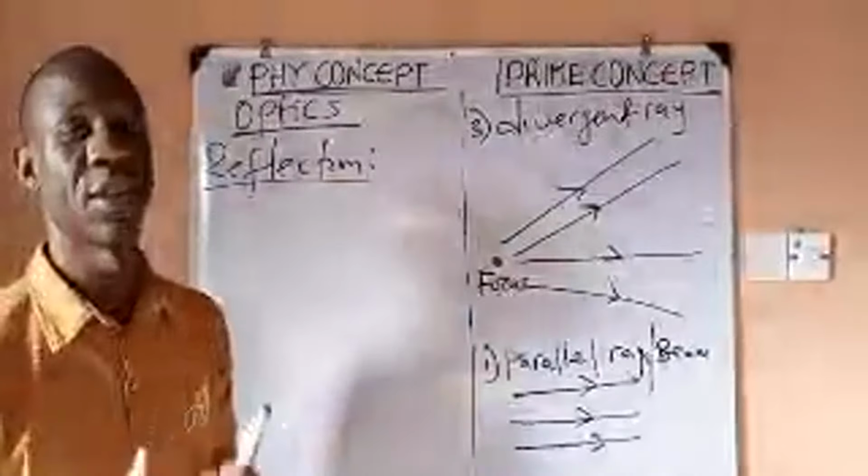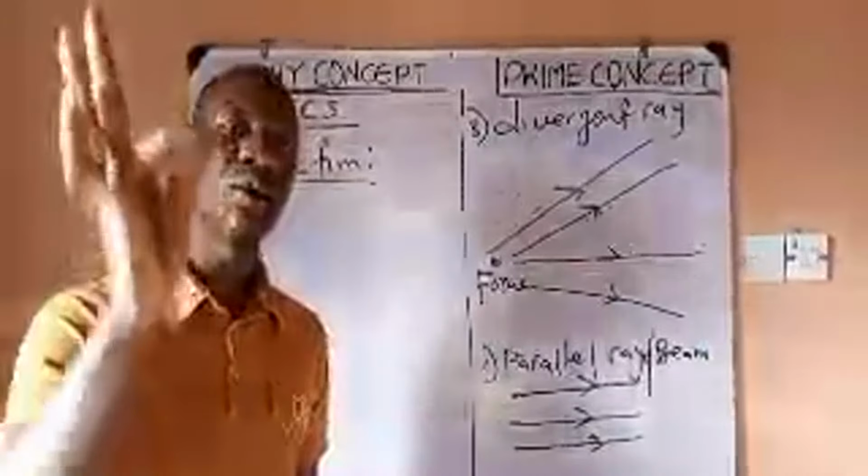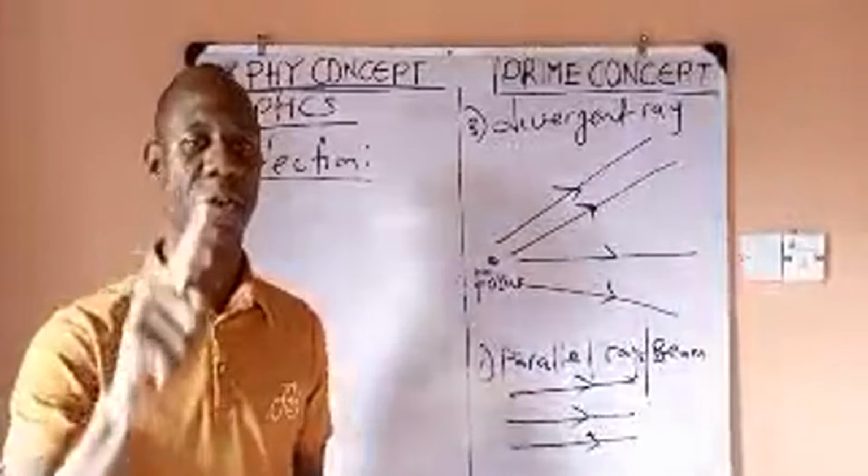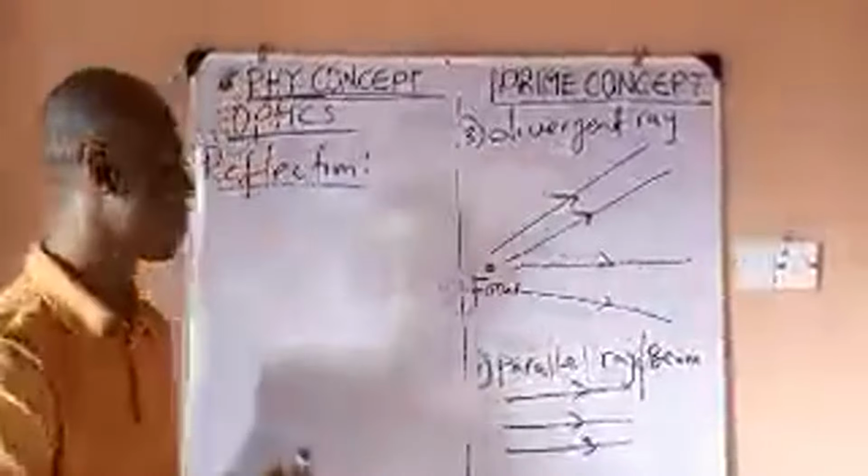Now, we want to consider reflection. What is reflection? Reflection is the bouncing back of light rays to the same medium from which it was incident.